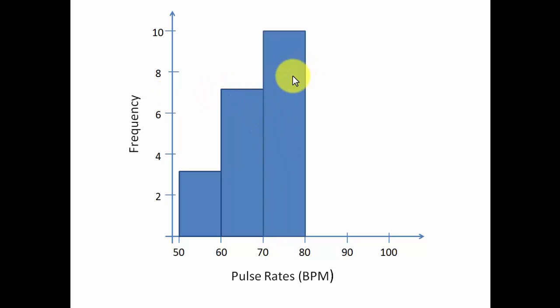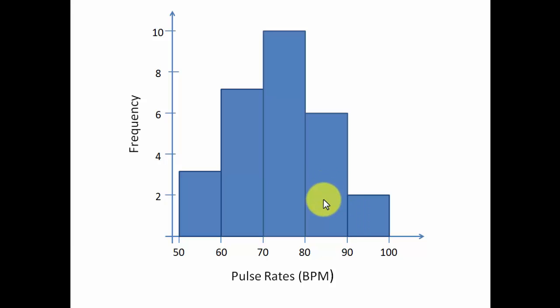10 students had pulse rates that were in the 70s. So these are equally sized bars being placed next to one another. 6 students, you see the height there is 6, fell into the 80s. And finally, 2 students had pulse rates in the 90s.